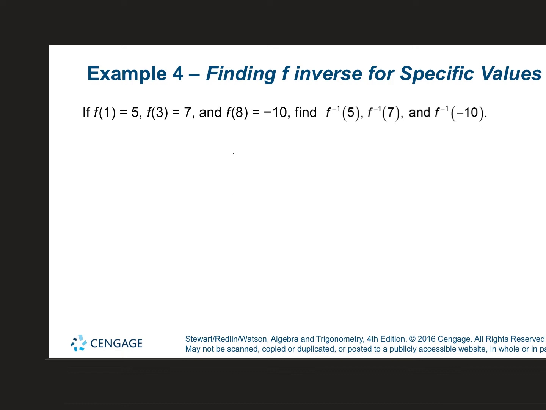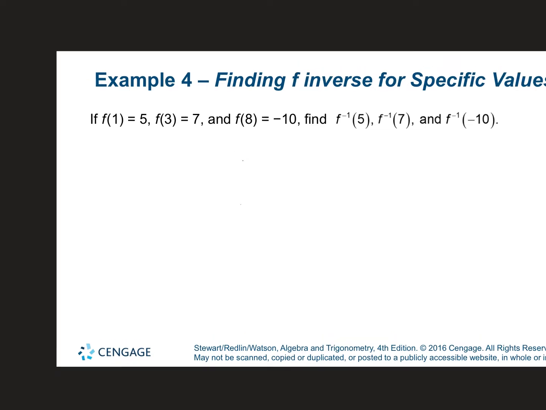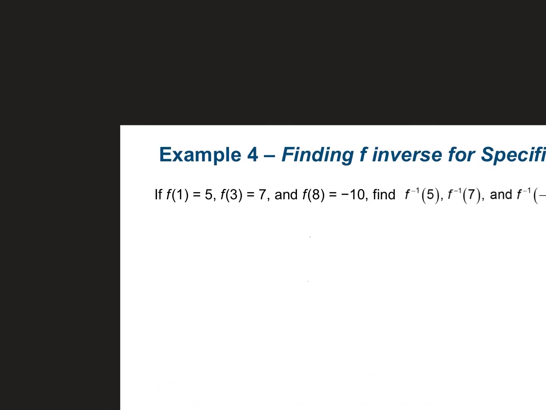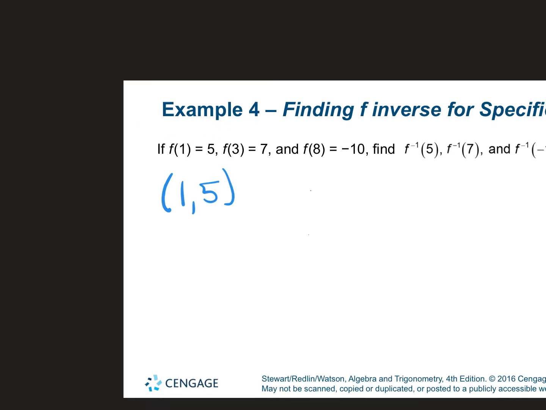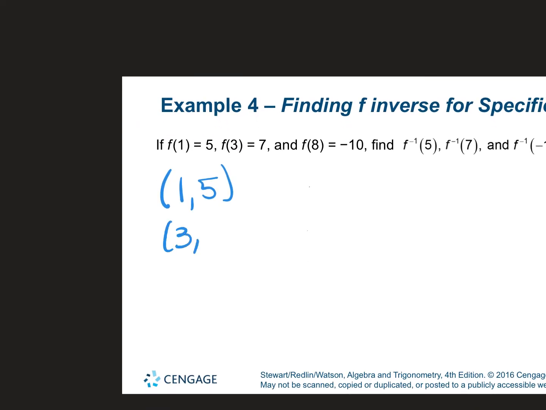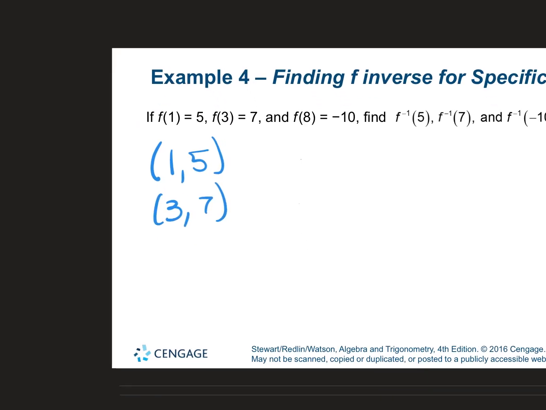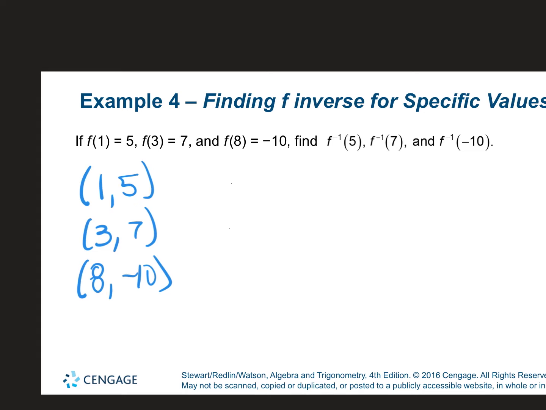So in a case like this, you guys are seeing all these things. It says f of 1 equals 5, f of 3 equals 7, f of 8 equals -10. These are just ordered pairs. This is saying when I plug in 1 for x, I get out 5. When I plug in 3 for x, I get out 7, in whatever formula you're using. And when I plug in 8 for x, I get out -10. So they're asking you to find the inverses or the opposites.